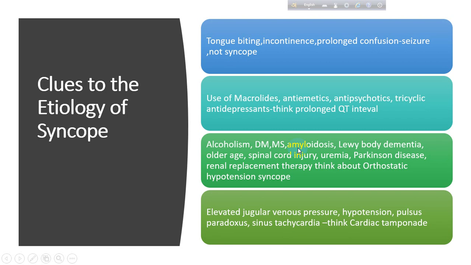Alcoholism, DM, multiple sclerosis, amyloidosis, Lewy body dementia, older age, spinal cord injury, uremia, Parkinson's disease, renal replacement therapy: think about orthostatic hypotension syncope. Elevated jugular venous pressure, hypotension, pulsus paradoxus, sinus tachycardia: think about cardiac tamponade.